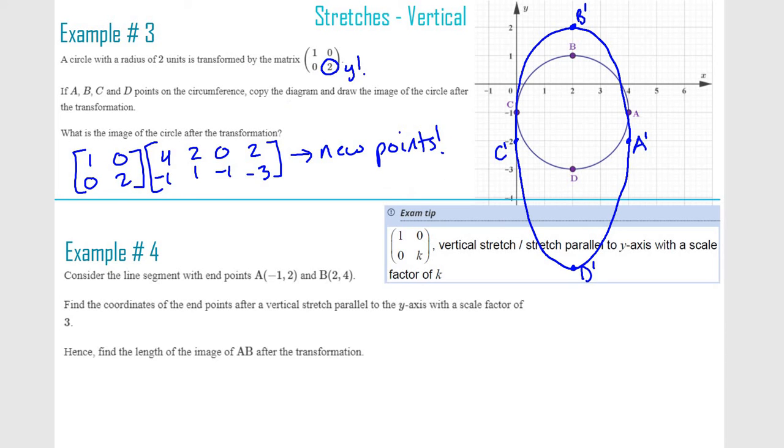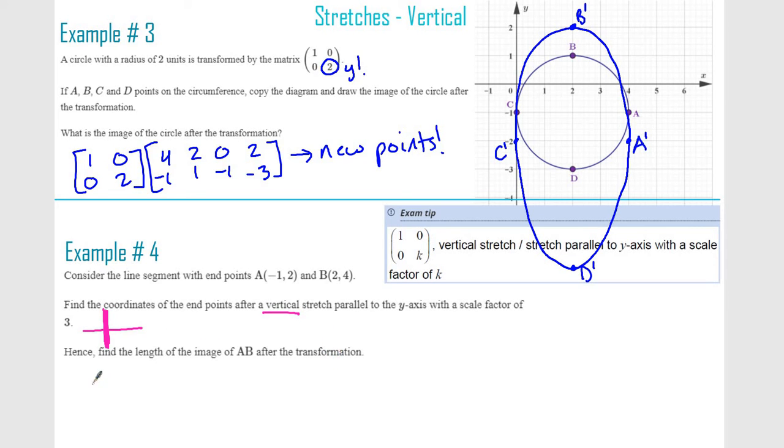All right, example 4. So consider this line segment. Find the endpoints stretched by a scale factor of 3, parallel to the y-axis. So imagine that. If this is our x and y-axis, we're parallel to the y-axis. So we're stretching it vertically, right? We're pulling things up and down. So that's a vertical move. Okay, so a vertical stretch.